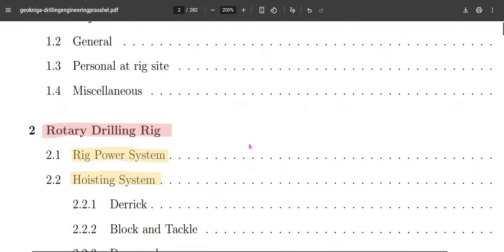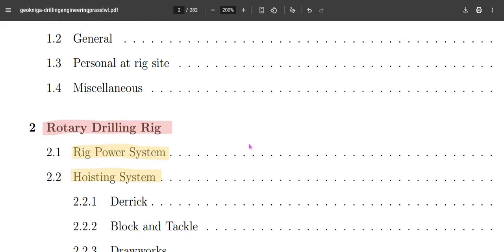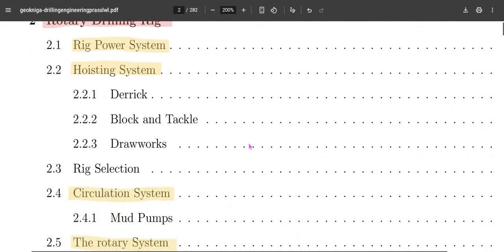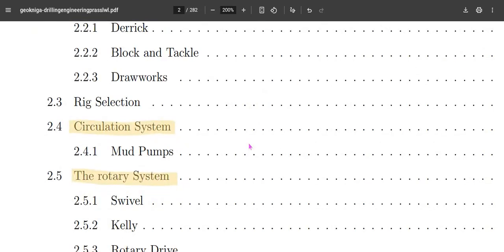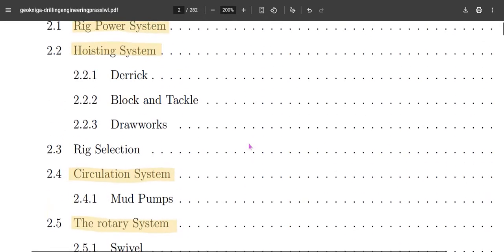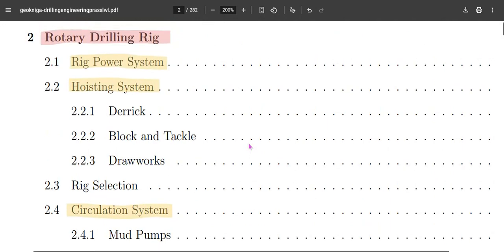Chapter 2 is about rotary drilling, because there are many types of drilling involved, as we will be seeing in chapter 1. Among that, rotary drilling is the most widely used application nowadays. This rotary drilling has different systems like power systems, hoisting systems, circulation systems, rotary systems. We will go through all these various systems involved in rotary drilling in the lecture on chapter 2, rotary drilling rig.